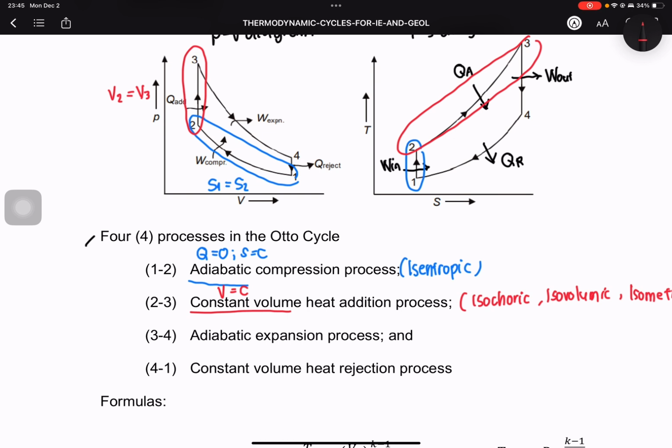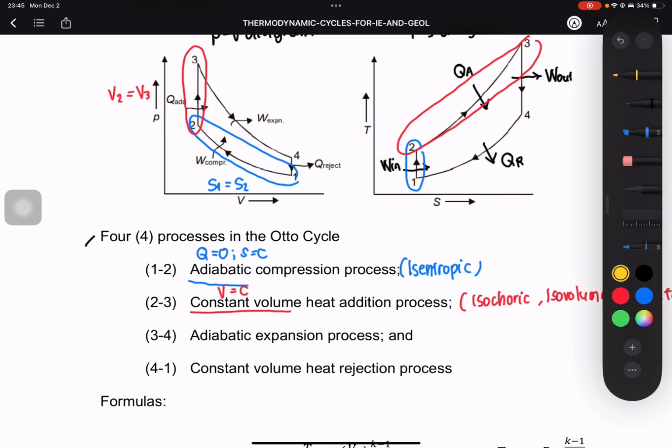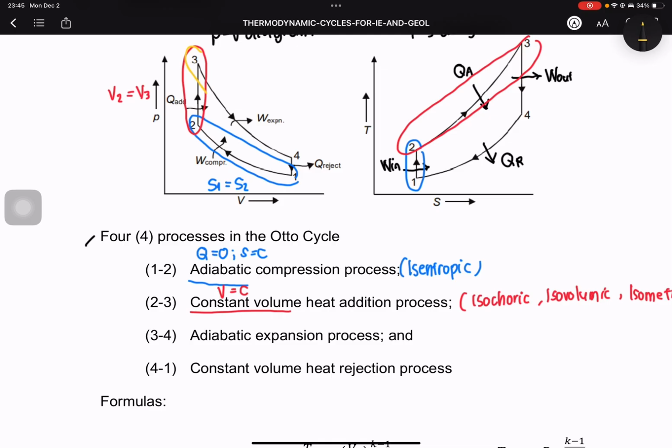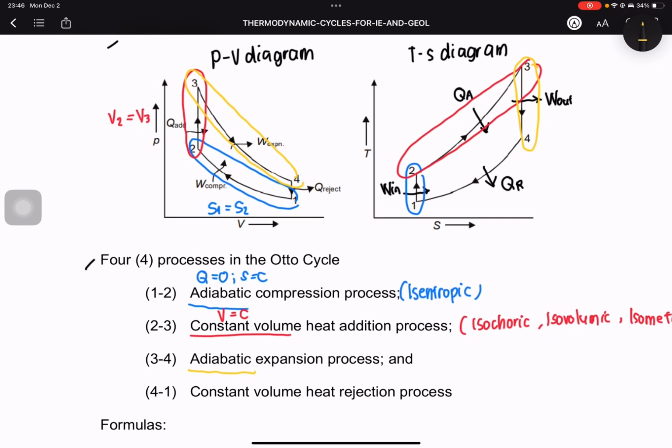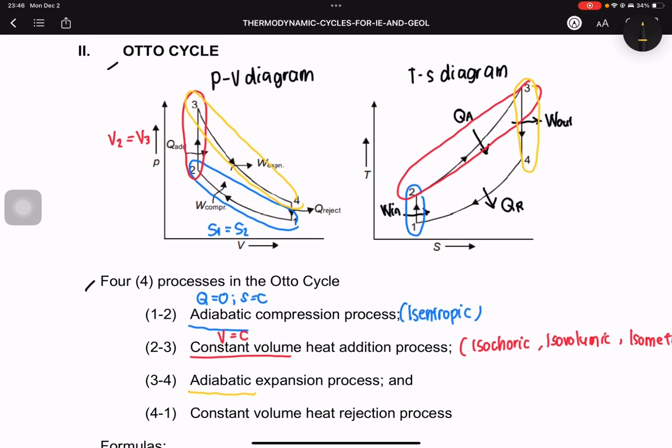And then, we have here the adiabatic 3 to 4, process 3 to 4. Process 3 to 4, we call this adiabatic, okay, or isentropic expansion process. Okay. Yan. So in that case po, we have 3 to 4. Expansion process, we have here. So same thing po, heat is 0 dito. And then, okay, so S3 equal to S4.